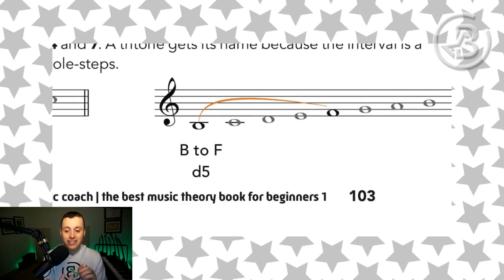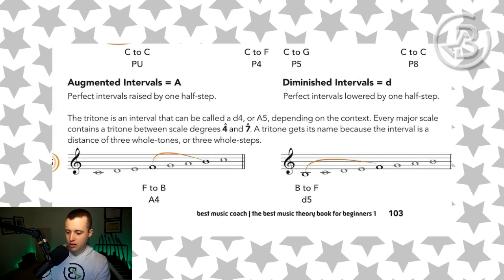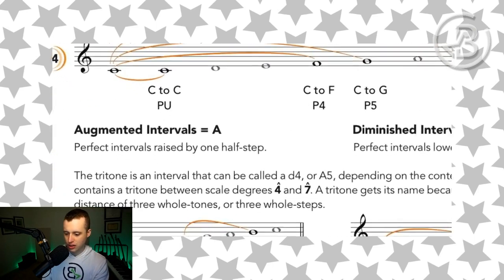Whereas, to get a diminished fifth, we're just going whole, whole, whole. We're missing 1 half step. And because we're missing 1 half step, it's 1 half step lower than we would normally find a fifth in the major scale. We call it a diminished fifth. Let's compare these one time with the major scale.